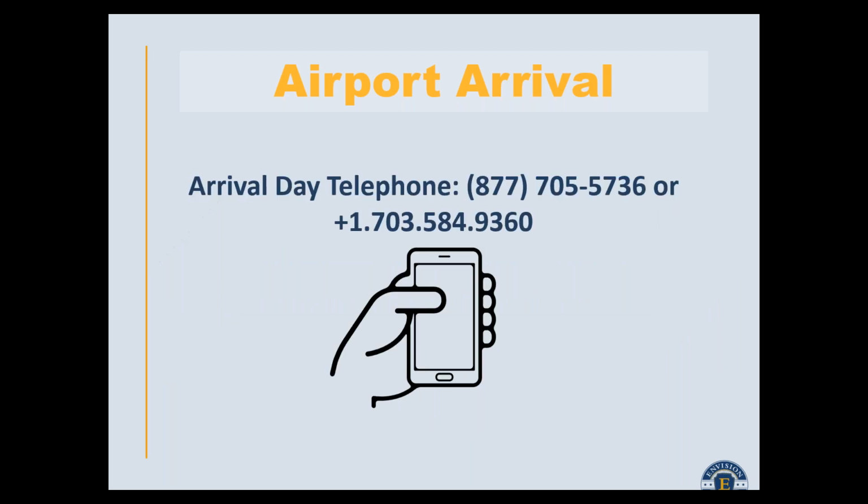This is also another very important piece of information for your arrival day. The arrival day telephone number is shown on the slide. Please call your program helpline for any assistance you need, starting at 8 a.m. on the arrival days and 7 p.m. on the departure day. This includes missing your flight, having difficulty meeting our Envision team, or any travel situation you may experience on the arrival days or departure day.